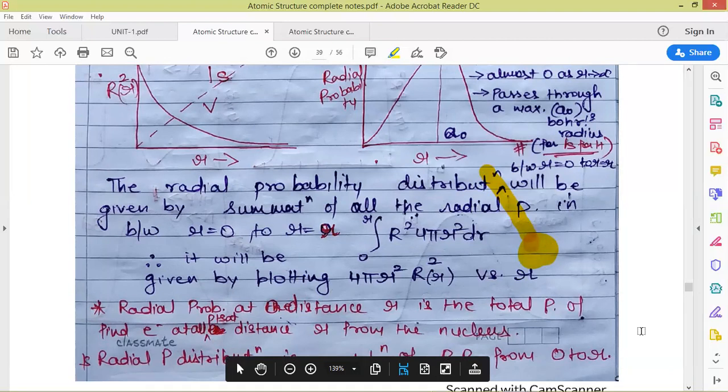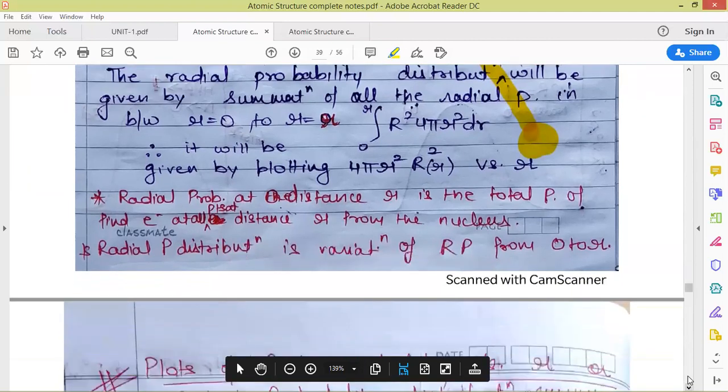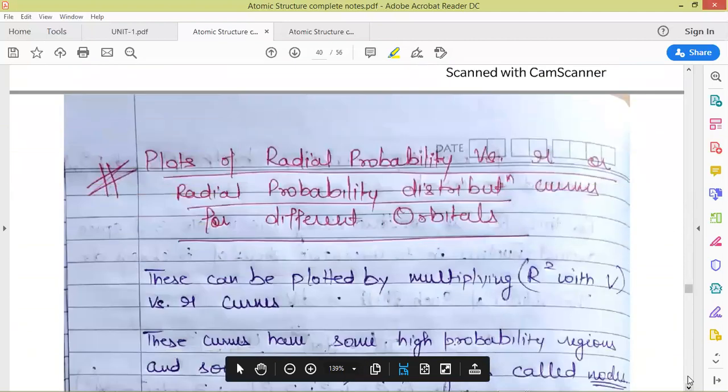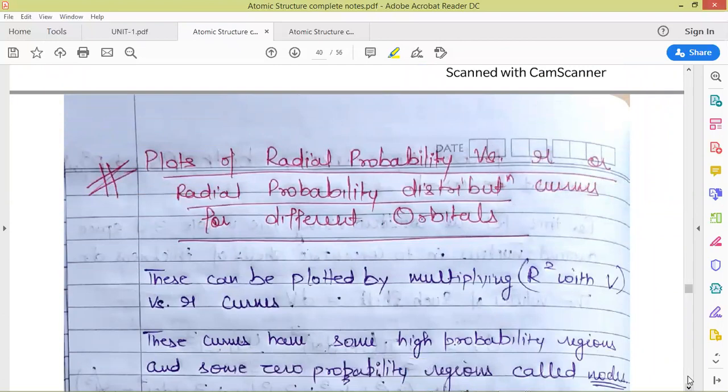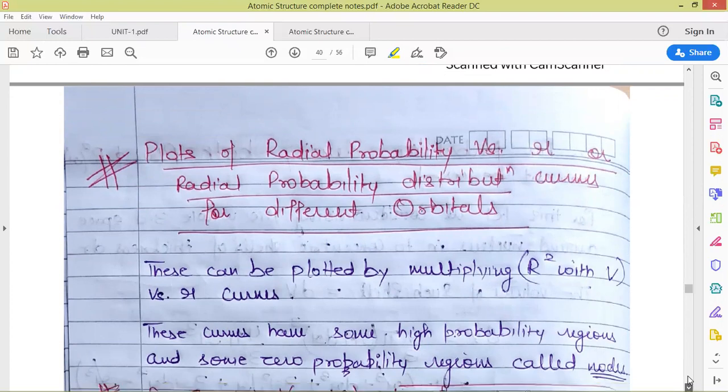So I hope now this is clear to you. Let's move further. Next we have plots of radial probability versus r, or we can say radial probability distribution curves for different orbitals.